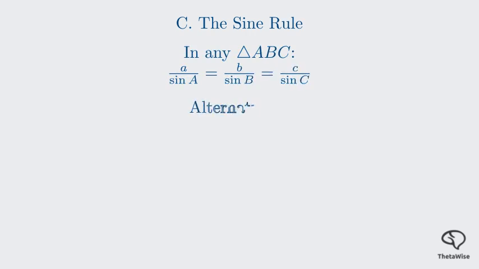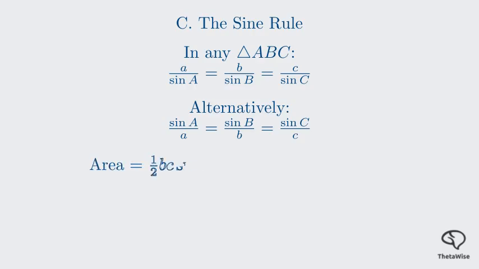You might also see it in its reciprocal form, which is useful when you're trying to find an angle. The proof is straightforward, using the area formula we already derived. We know that the area of a triangle can be expressed in three ways. Area equals 1/2 bc sin A equals 1/2 ac sin B equals 1/2 ab sin C.